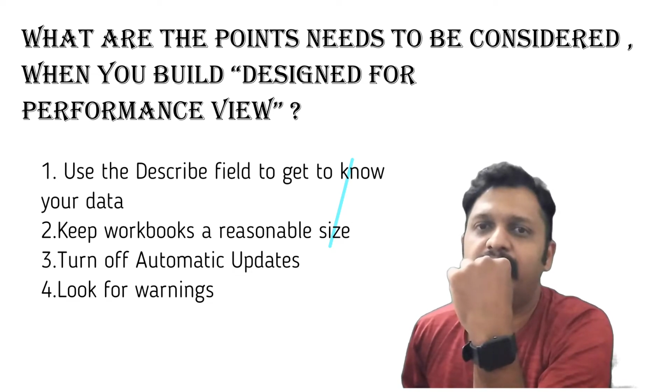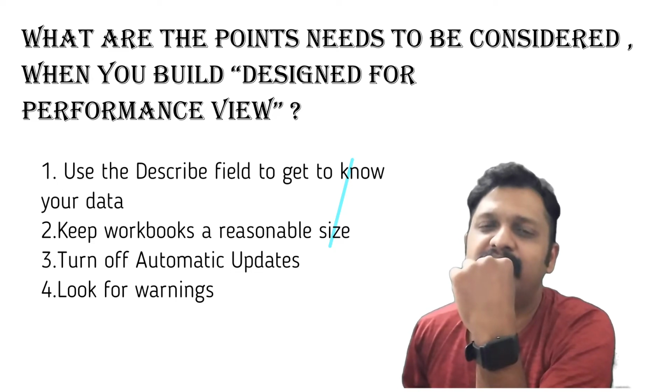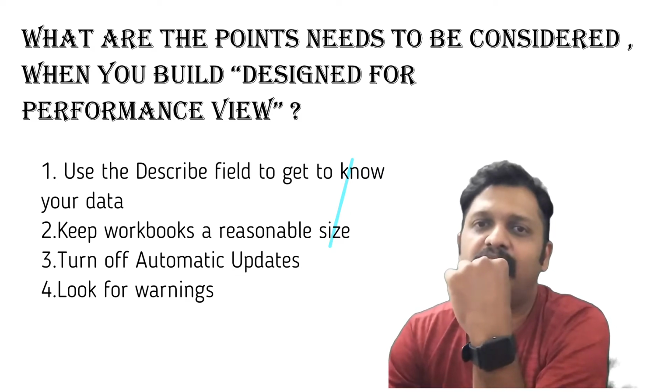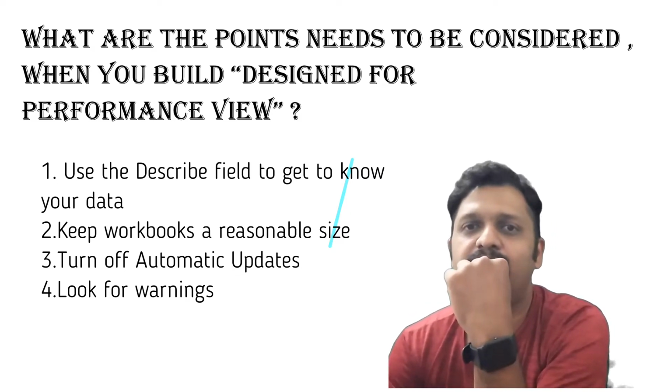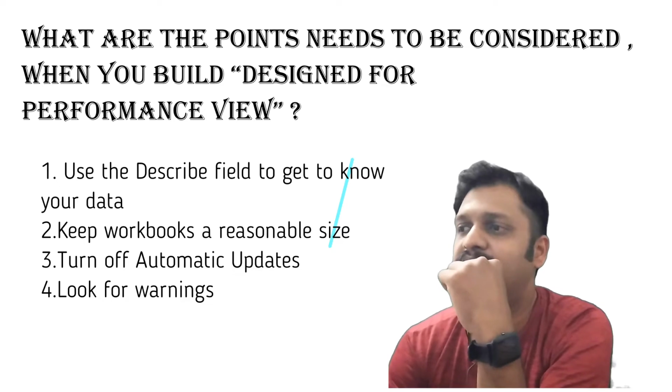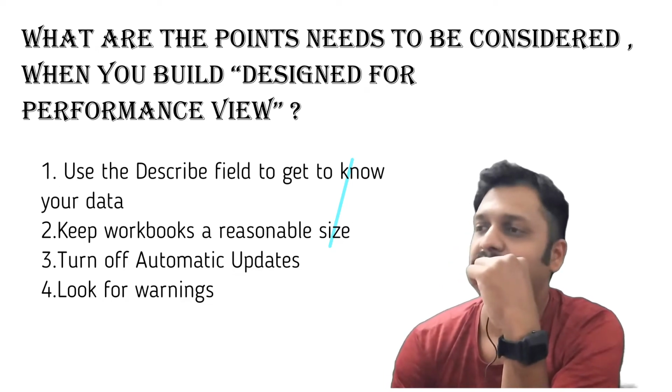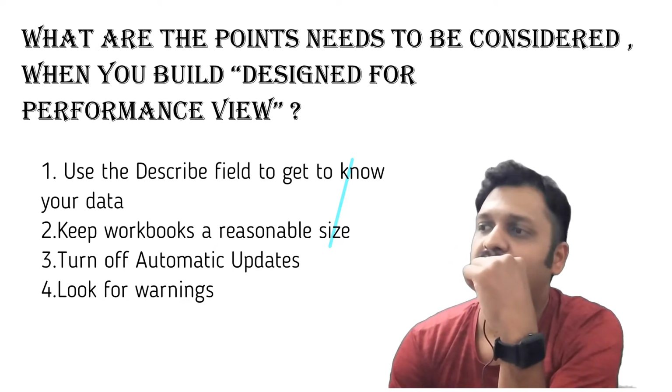Use the describe field to get to know your data. Then keep the workbook a reasonable size. Second last is to turn off automatic updates, and the last one is look for warnings. These things you should consider while designing for a performance view. Next question.